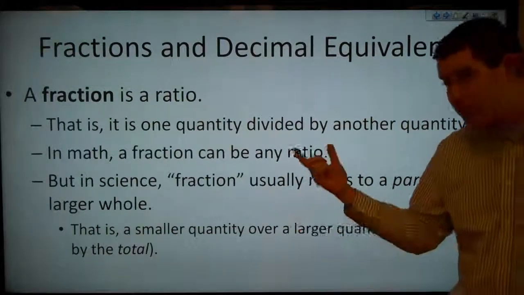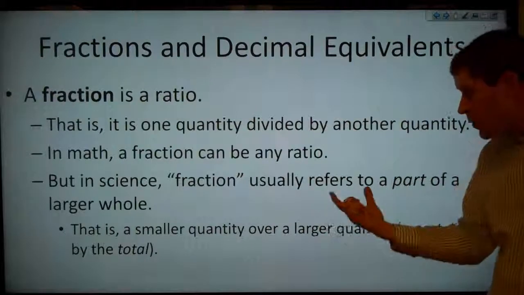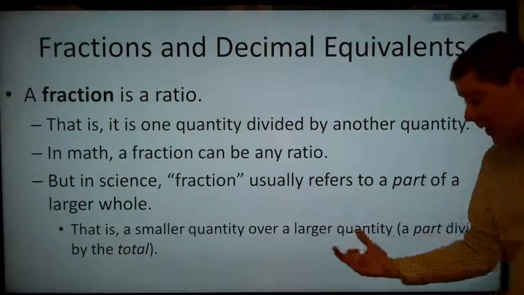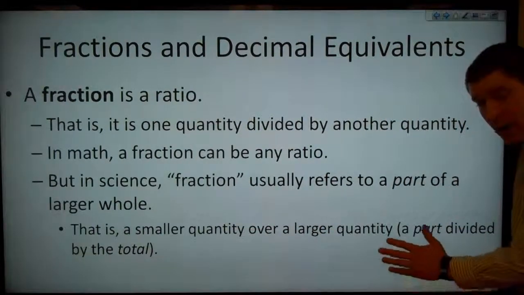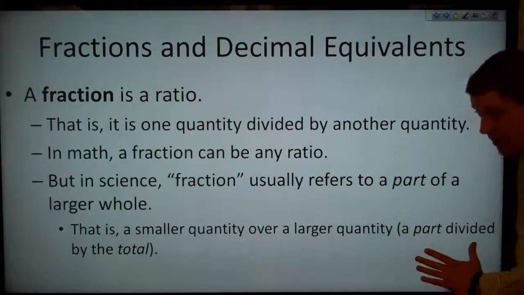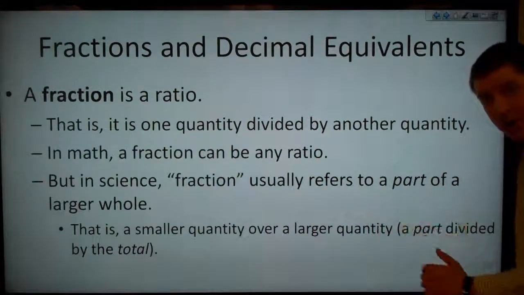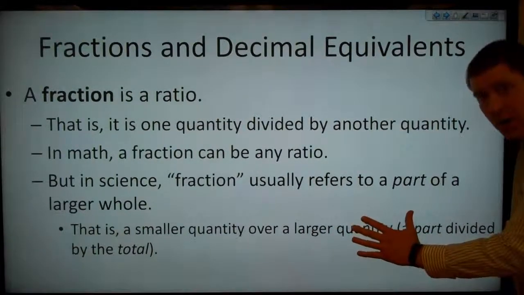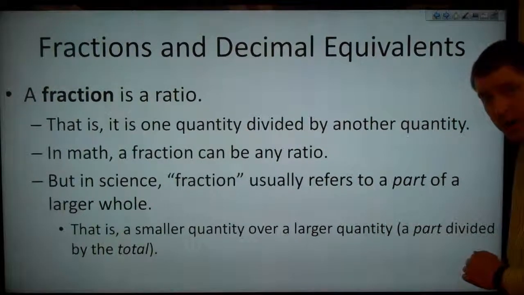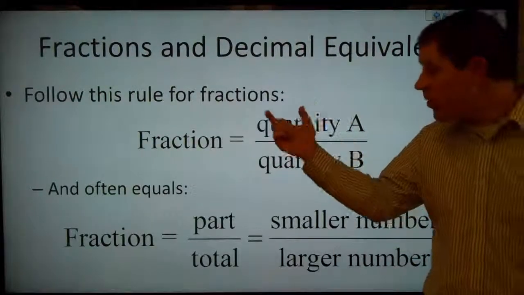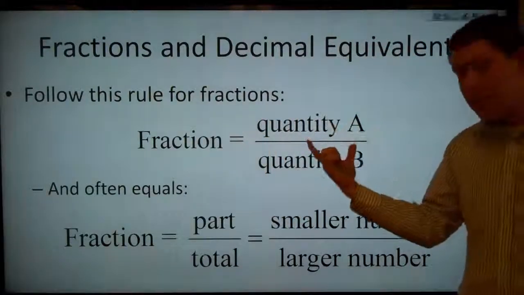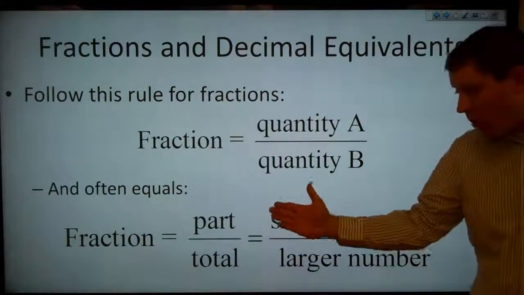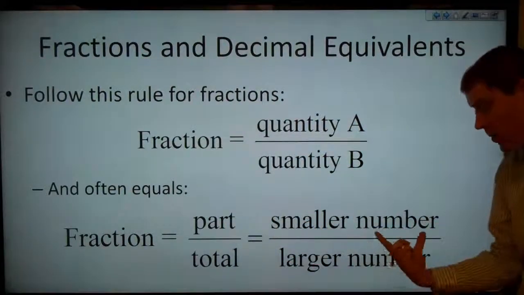But in science, the term fraction usually refers to a part of a larger whole. That is, a smaller quantity divided by a larger quantity, or a smaller quantity over a larger quantity. This is a part divided by the total, the part divided by the whole thing. And this means that in science, a fraction always has a value between 0 and 1. So follow this rule for fractions: the fraction is quantity A divided by quantity B, and it usually equals a part divided by the total, so a smaller number divided by the larger number.